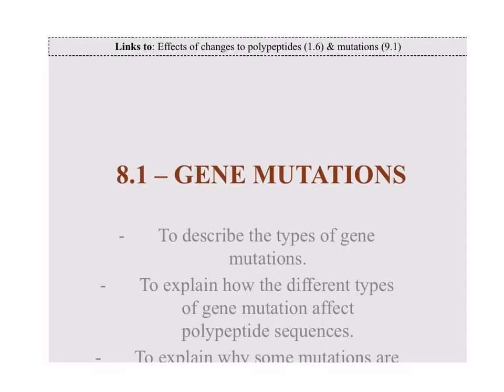So for today, we're going to take a look at gene mutations, and this is lesson 8.1. So we're going to go over a recap of Module 4. We're going to take a look at the types of gene mutations, how they have an effect on the polypeptide sequences, and then explain why some mutations are harmful and some aren't. Okay, so we can see here that we're linking to Module 1, which is our biological molecules, and Module 4, the stuff that you did about mutations already. Alright, so let's get in.